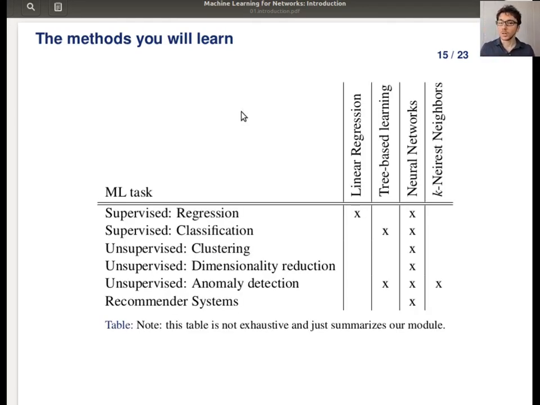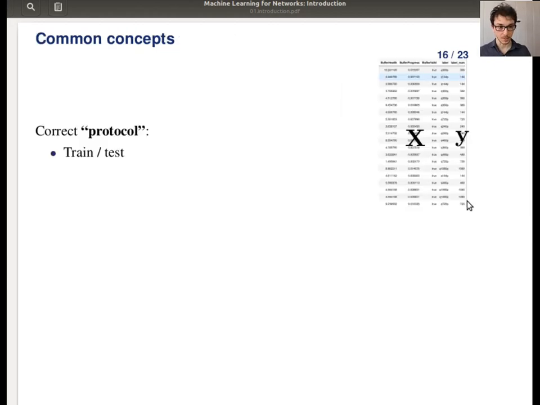So these are the methods you will learn in this course. For supervised learning, you will learn how to do regression and classification, clustering, dimensionality reduction and anomaly detection for unsupervised learning, and recommender system if you will have time. And to perform these tasks, you have different tools. And as you can see on the right, neural networks is, we can say, the most powerful tool, because you can use them to perform any task. But neural networks is not the only tool, so we will also explore the others.